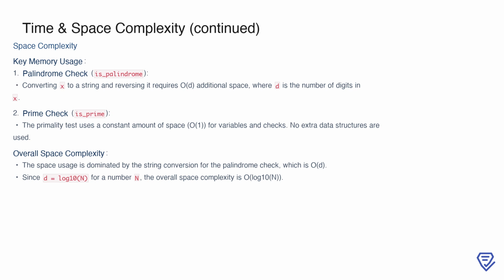As a result, the overall space complexity of the algorithm is dominated by the string conversion in the palindrome check, leading to O(d) space usage. Since the number of digits d in a number n is equivalent to log 10 n, the total space complexity simplifies to O(log 10 n). This ensures that the solution remains space efficient, even for large inputs.